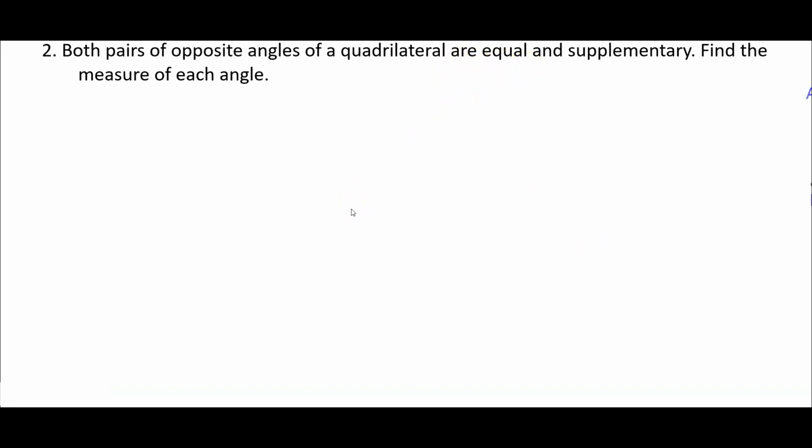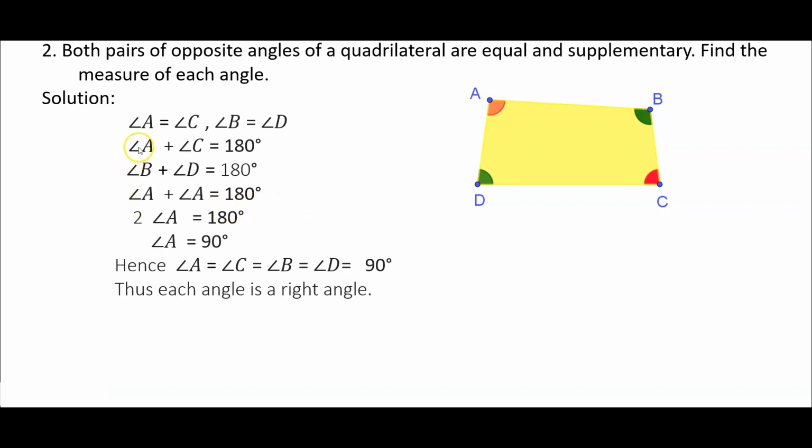Now, how do we take our assumptions here? So, we'll assume this is our quadrilateral A, B, C, D. It is given that the opposite angles are equal. So, that's why it is marked as red caps there. Angle A is equal to angle C. Also, angle B equals angle D. And the second thing is that they are supplementary. So, what do you know about angle A and angle C now? Yes. Angle A plus angle C will become equal to 180 degrees and angle B plus angle D will become 180 degrees. So let us look at the solution now. So it is given angle A equals angle C and angle B equals angle D.